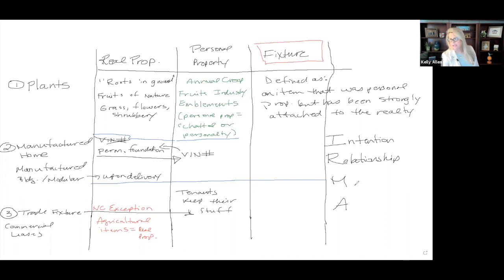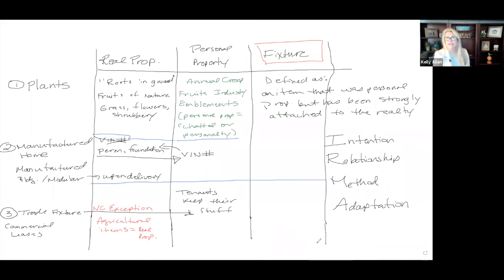All right. The M stands for method. Was it glued, screwed, bolted, wired, installed, or whatnot, plumbed, etc.? So if the method indicates that the item appears to be a fixture, it's permanently affixed, then it probably is. If it walks like a duck, talks like a duck, it's probably a duck. Okay. And the last one, last but not least, is the A stands for adaptation.